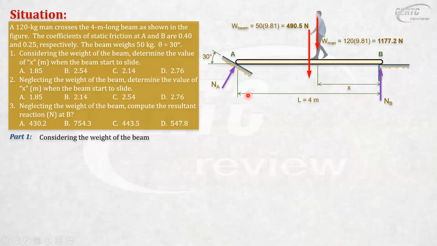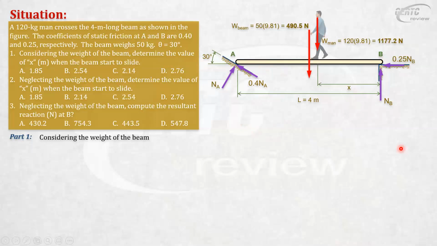So F max is mu s times N. For the friction, we have to know the direction of the motion. For the friction at A, obviously this beam will slide to the right, going in this direction. Friction is opposite to the direction of motion or to the tendency to move. So the friction at A should be going up. This is your FA. Again, this is impending motion, so we will use the maximum available friction, mu times N. The mu at A is 0.4. And also at B, if this will slide to the right, the friction here is going to the left. Impending motion also, so we will use the maximum available friction, 0.25 times N.